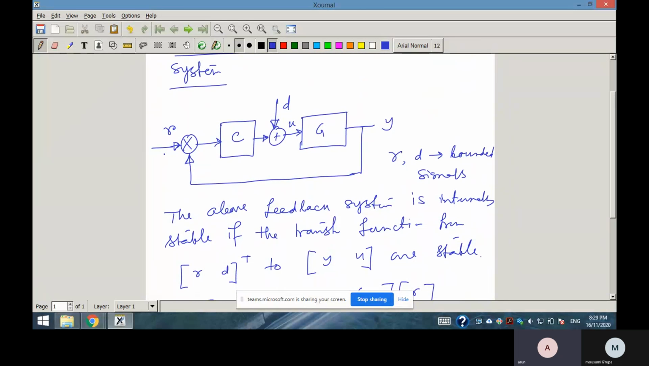So here you see, these are the important feedback configurations. Whatever exogenous signals are possible, I have taken.